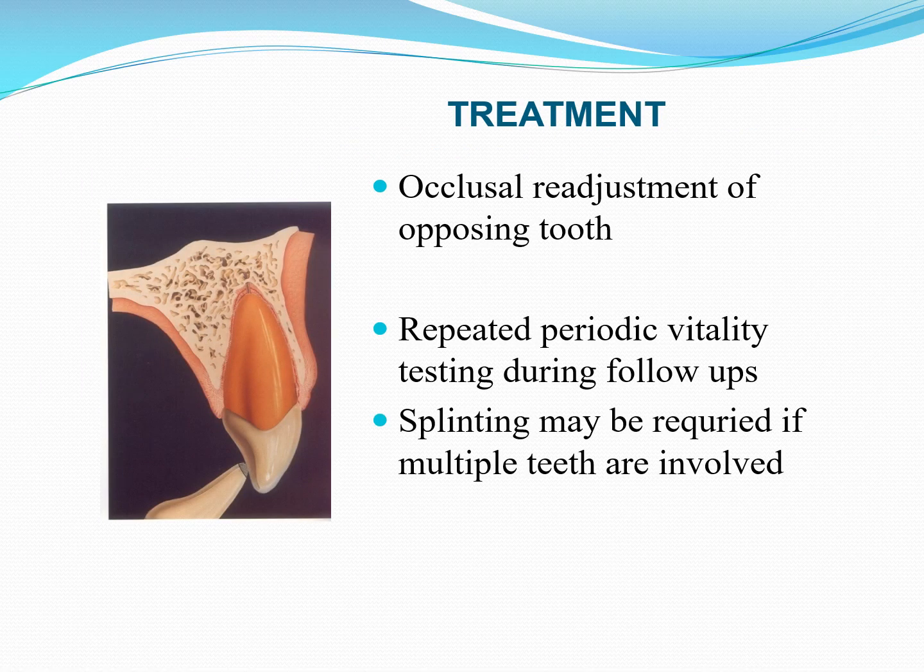And what is the treatment? It is very much similar to the concussion injury: occlusal readjustment of the opposing tooth. If needed, you have to do periodic vitality testing during follow-ups. And then if multiple teeth are involved, splinting might be required for subluxation. So if 3 to 4 teeth are involved, to keep them stabilized, splinting might be required. If a single tooth is involved, there is no treatment required. Okay.